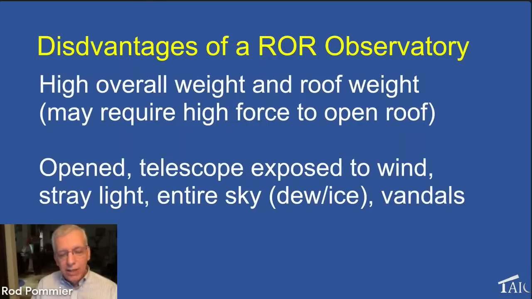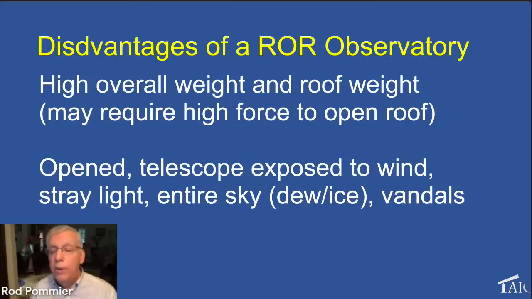Once opened, the telescope is exposed to multiple things. One of them is the wind. The wind can still hit the telescope and shake it, and that can give you jiggly stars. And it's open to the surrounding environment that might have stray light. By being open to the entire sky, yeah, you can image in lots of different directions, but you're also going to have a lot more radiation of heat out into space off that telescope. And so it's much more apt to have dew formation and even ice formation. And sad to say, people going by can see that telescope and somebody could possibly vandalize it.